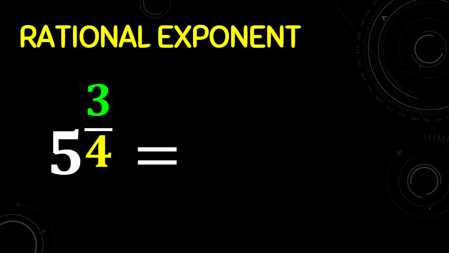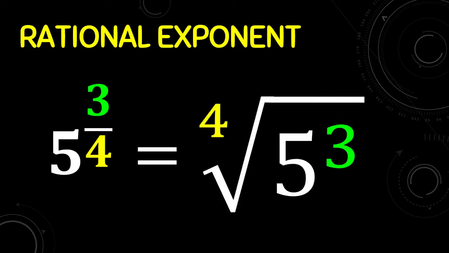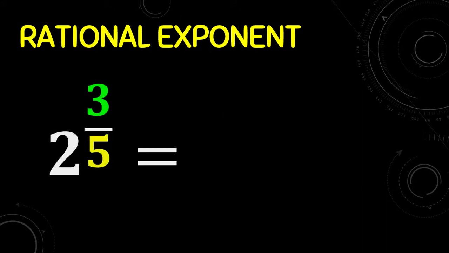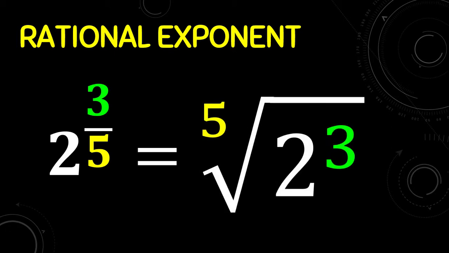Another example, 5 raised to 3/4. 4 will become the index number and 3 will become the exponent of 5. That is read as 4th root of 5 cubed. Another example, 2 raised to 3/5. 5 will become the index number and 3 will be the exponent of 2. That is read as 5th root of 2 cubed.